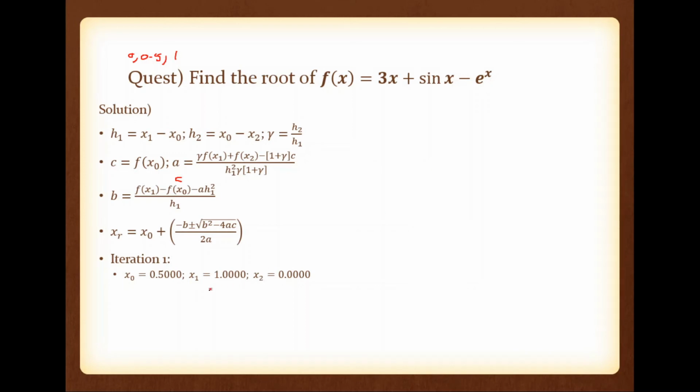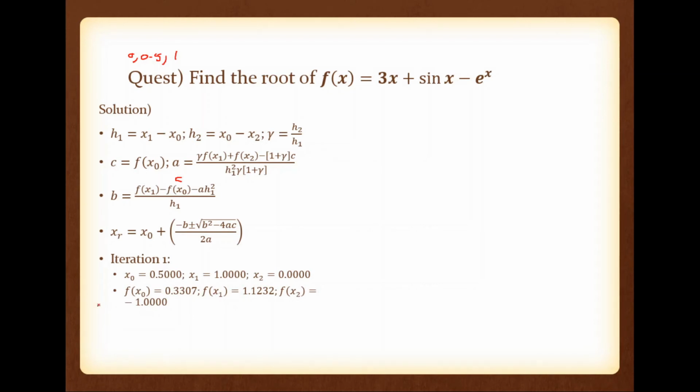So we have f of x0 is equal to 0.3307. f of x1 is equal to 1.1232. f of x2 is equal to minus 1.0000. Once we have these, there is actually no need to find C again. It is understood, f of x0 is C, so there is no need to write it again. Please note, C is f of x0. Now we can find A.